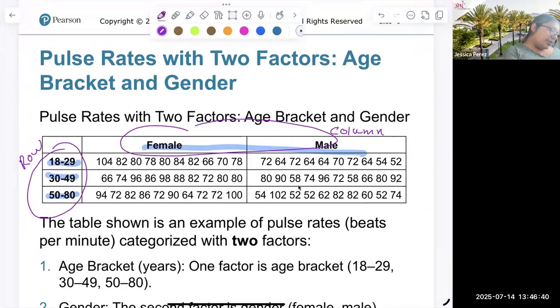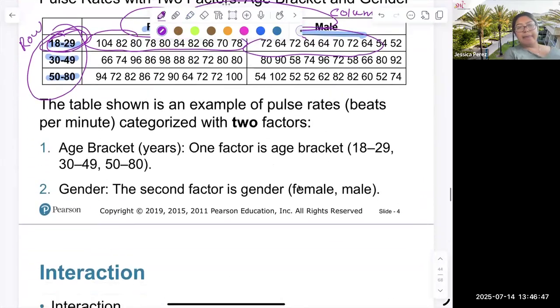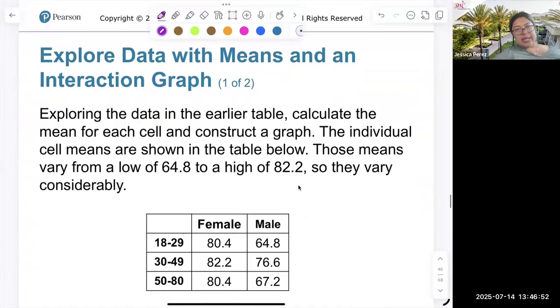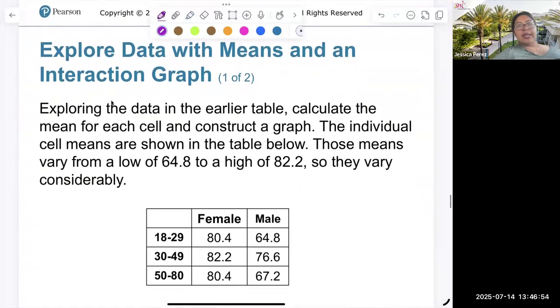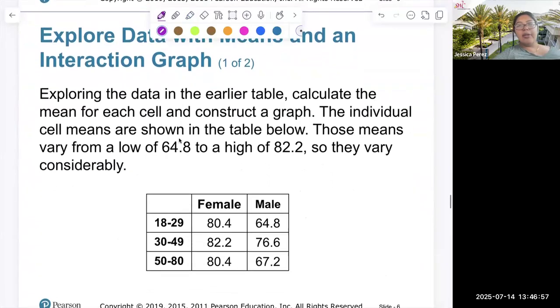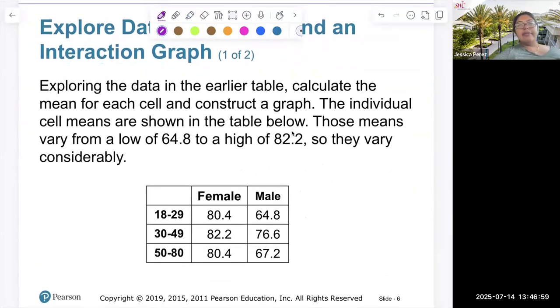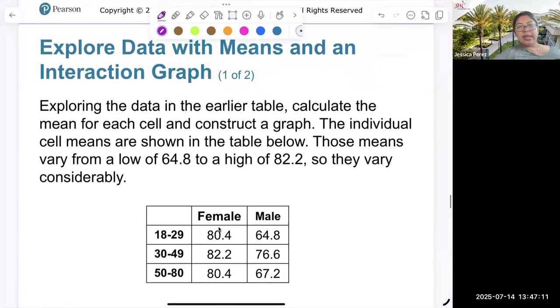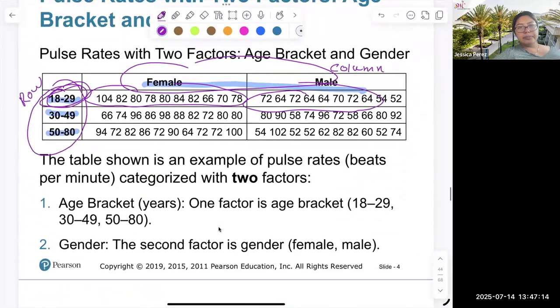So looking at one of the factors, the row versus the column, we're looking at the interaction. We are going to be exploring the data. In the earlier table, we're going to calculate the mean for each cell and construct a graph. The individual cell means are shown in the table below. Those means vary from a low of 64.8 to a high of 82.2. So they vary considerably. Let's look at the first one, 80.4.